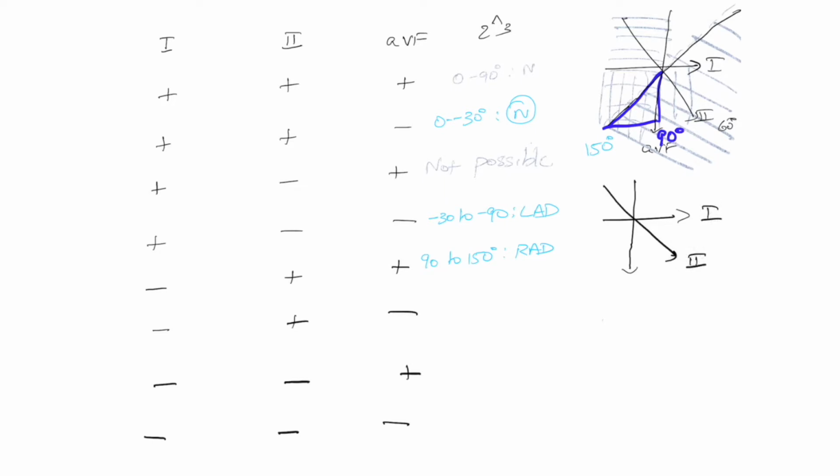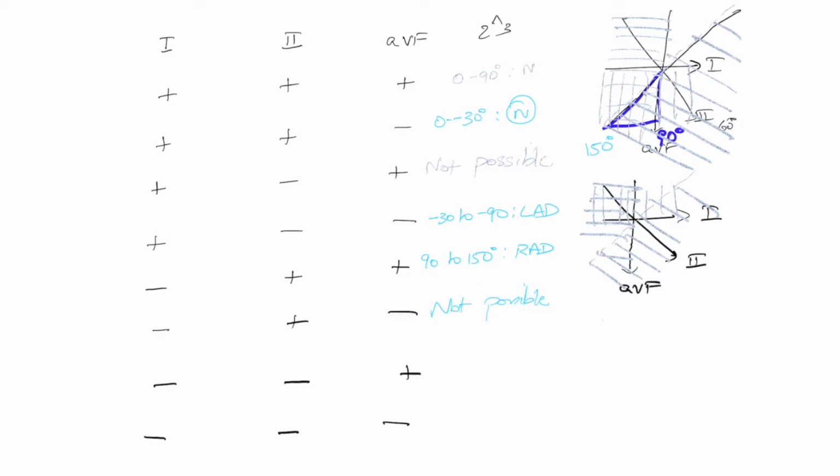One, two, AVF. 1 is negative, so it must be somewhere here. 2 is positive, so we draw the perpendicular line and 2 goes this way. And AVF is negative, so it goes like so. Now, notice again that there is no overlap, and so this scenario is not possible.